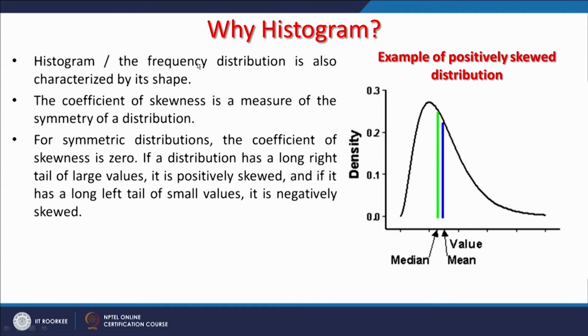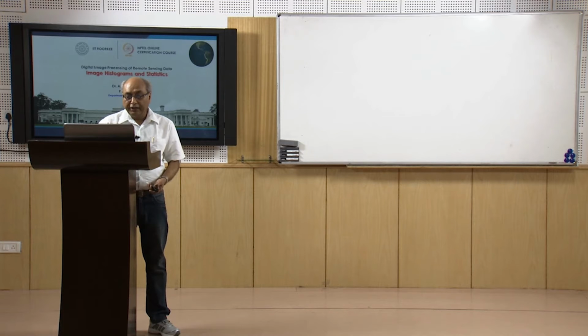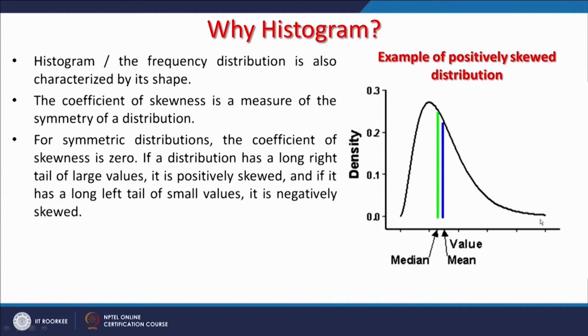The histogram or the frequency distribution is also characterized by its shape. The coefficient of skewness is a measure of the symmetry of the distribution, and for symmetric distributions the coefficient of skewness is 0. That means if it's a Gaussian distribution, then the skewness will not be there, and therefore the coefficient of skewness will also be 0. If a distribution has a long right tail of large values like in this example, then it is positively skewed, and if it has a long left tail of small values, then it is negatively skewed.